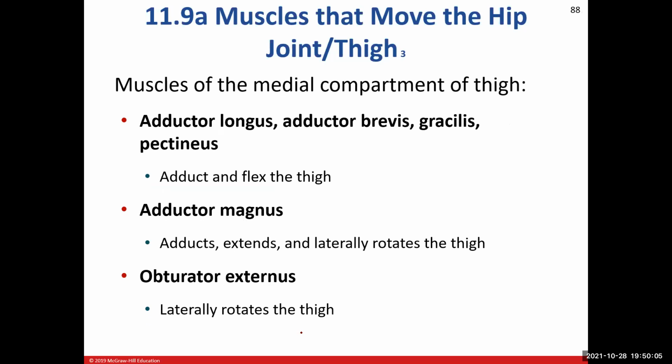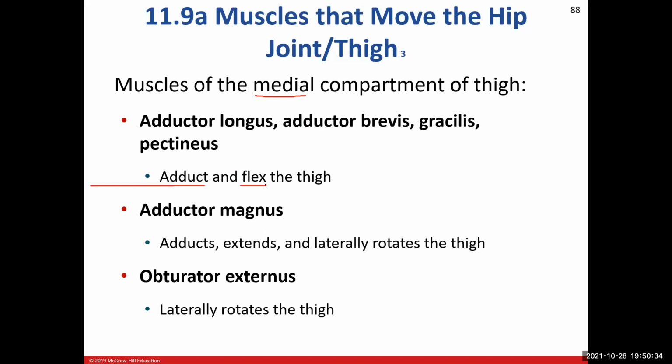All right, a couple of the other muscles that we're going to see now in the medial compartment of the thigh, on the inside of your thigh, are going to be adductor longus, adductor brevis. So you can probably pretty much figure out what those two muscles are going to do. All right, and then we have gracilis and pectineus. All of these muscles, based on their location in the compartment, are going to adduct and flex the thigh.